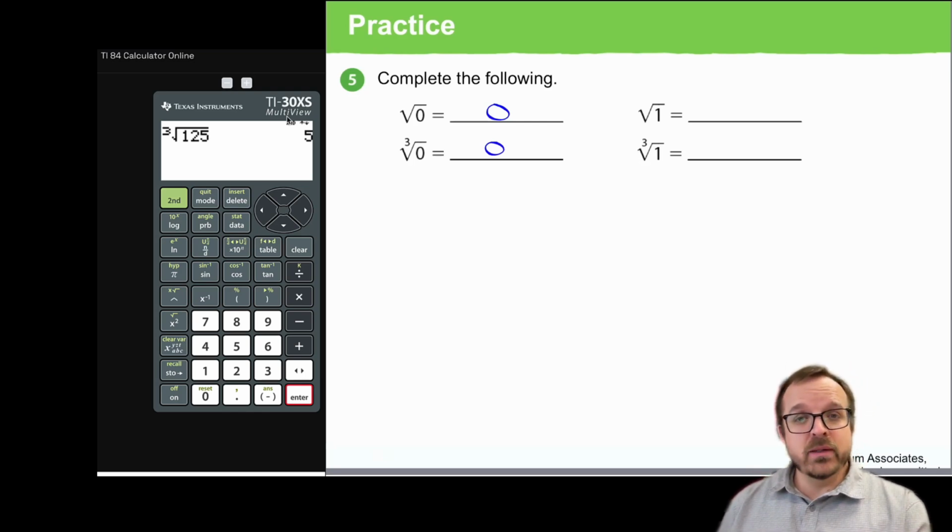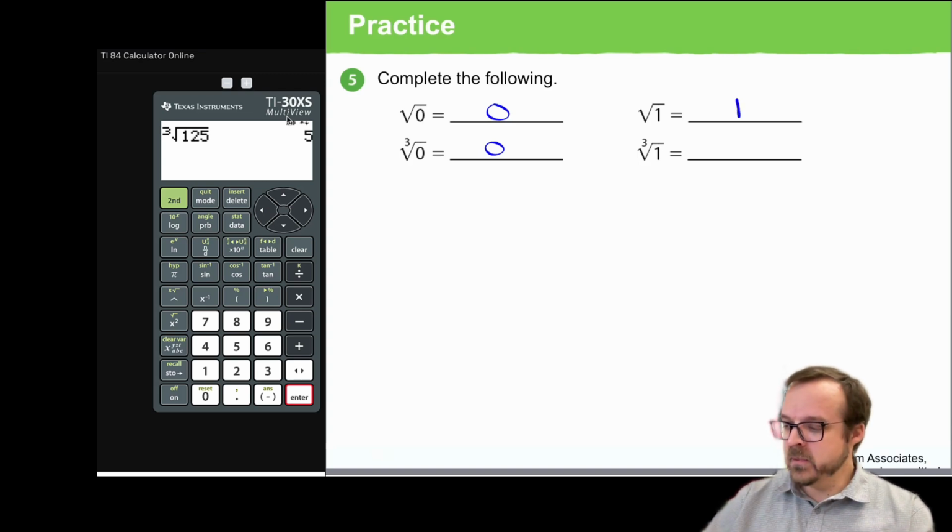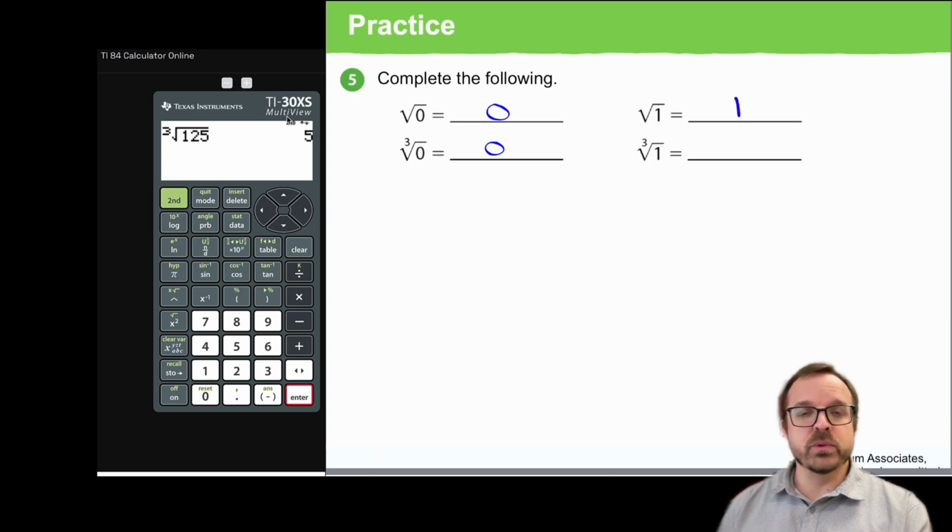The square root of 1, what times itself is 1? Well, that would have to be 1. And the same thing for the cubed root of 1. What times itself again would be 1? That'd be 1. Again, you could use your calculator to figure that out.